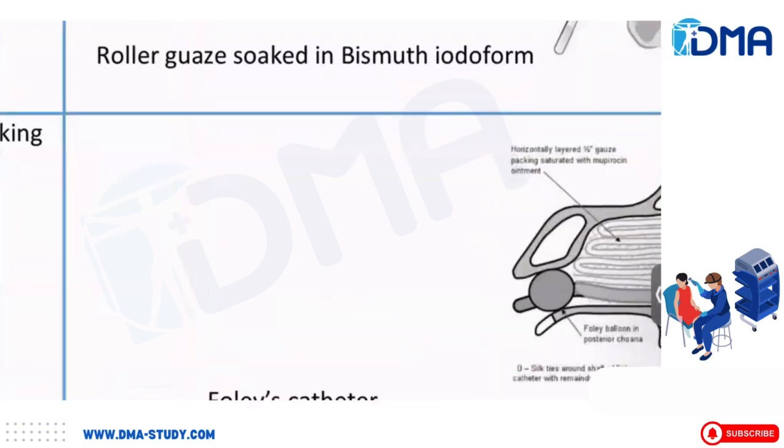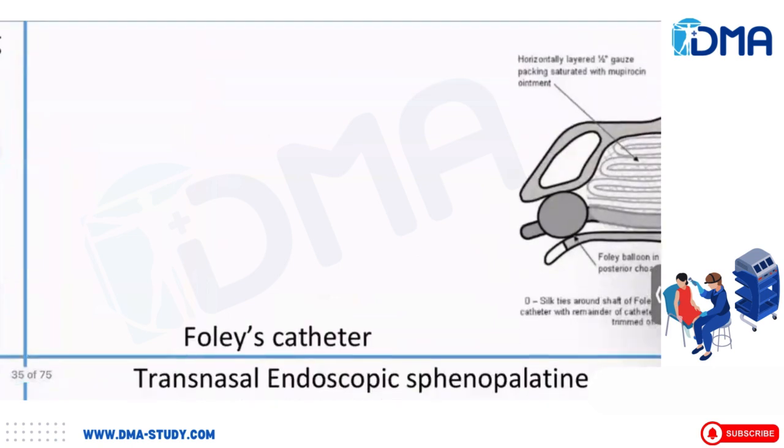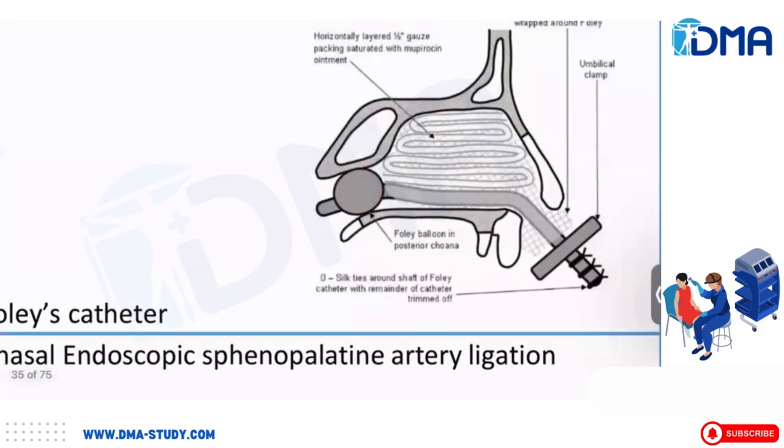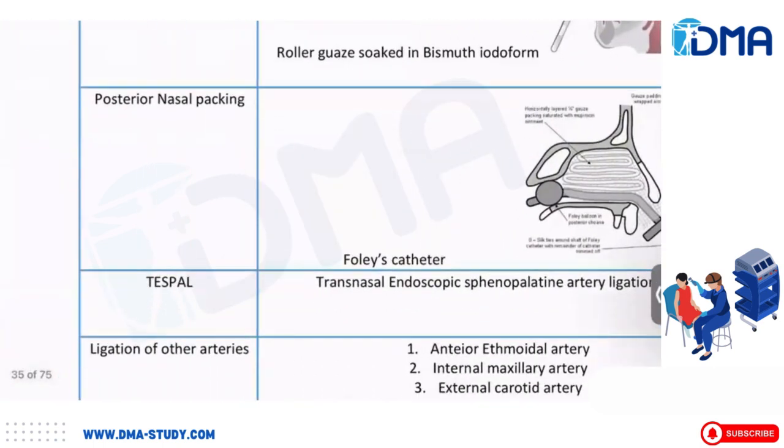The posterior nasal packing is nothing but I'm going to introduce a Foley's catheter. The bulb end I'm going to inflate with air or water. So this inflated bulb will hinge over the posterior end of the nasal cavity. This is called posterior nasal packing with Foley's catheter. Okay, so Trotter's method and nasal packing.